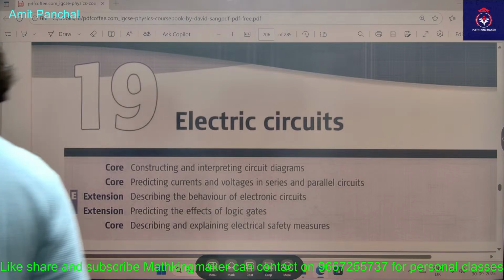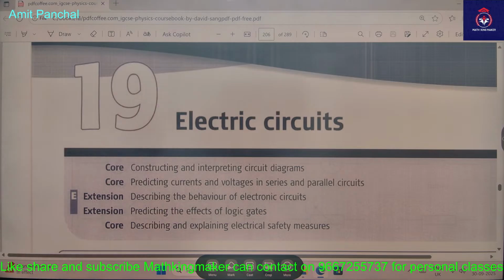Okay, so today we are going to discuss electric circuits. Any idea about electric circuits? I have a basic, vague idea. There's an ammeter, a voltmeter, a resistor, and all of that. And there are series circuits, parallel circuits, and all. Okay.